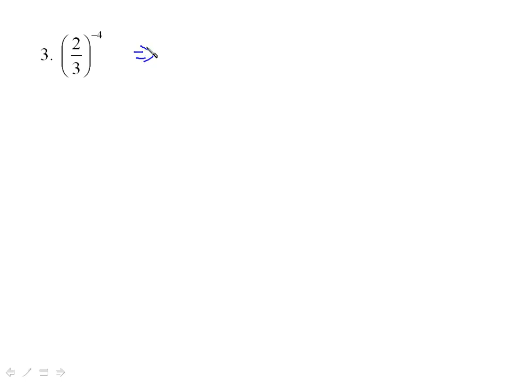Two-thirds to the negative 4. A couple ways you could approach this. The longer method is to apply the power of quotient rule, which means that negative 4 affects everybody. 2 to the negative 4 over 3 to the negative 4. And then recall that your negative exponents have to be put in the proper place. So the 3 to the negative 4 comes to the numerator. 2 to the negative 4 goes to the denominator. And then you work them out. 3 to the 4 is 81. 2 to the 4 is 16. Now that's fine.